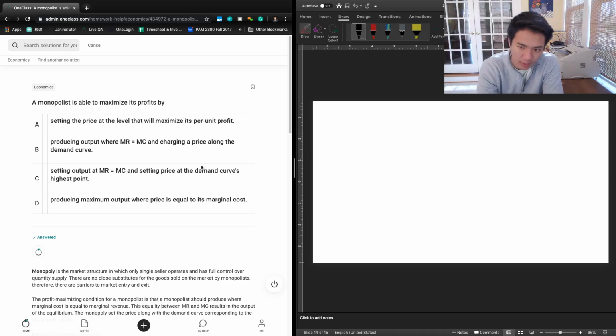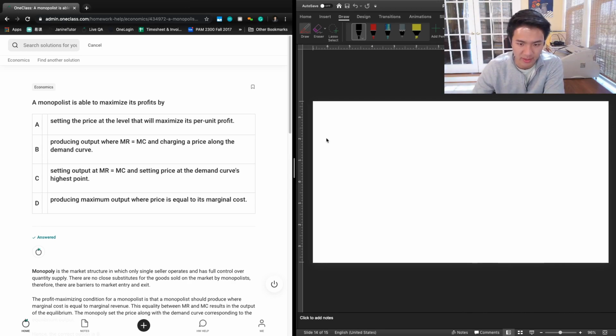So let's look at this next question. A monopolist is able to maximize its profit by A, setting the price at the level that will maximize its per unit profit, B, producing output where marginal revenue equals marginal cost and charging a price along the demand curve, C, setting output at marginal revenue equals the marginal cost and setting a price at the demand curve's highest point, D, producing maximum output where price equal to marginal cost. So this is a very standard monopoly question.